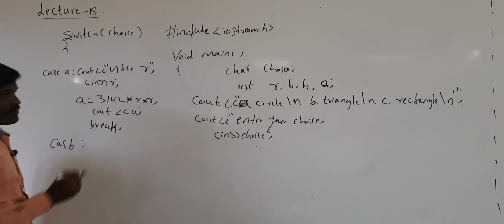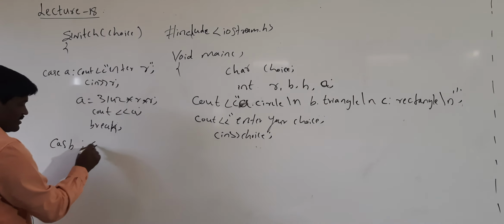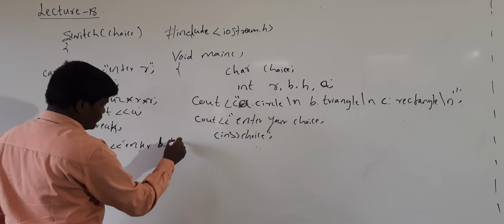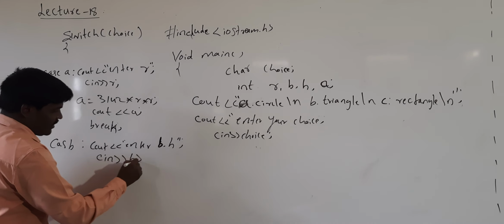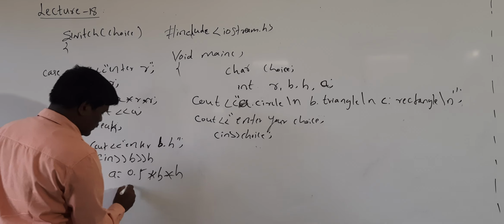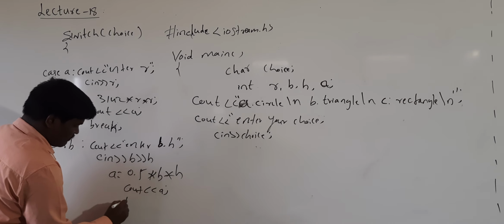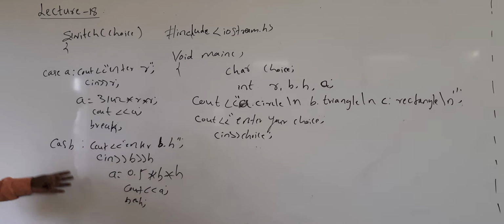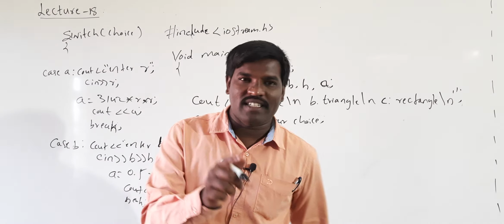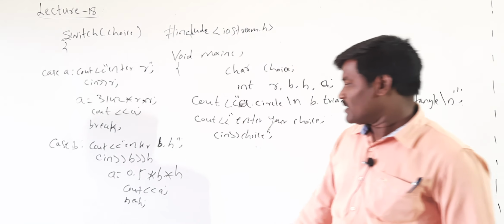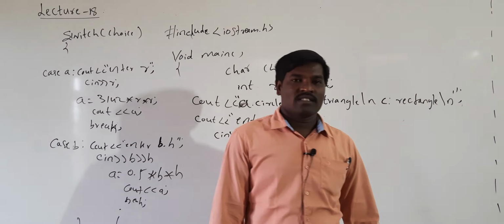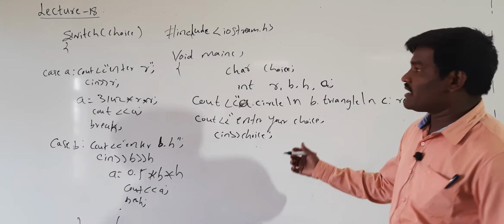Case B, triangle is there. So again cout enter B comma H, cin B and H. A is equal to 0.5 into B into H. Cout A, break. So next case C and default case you have to write. Okay, so after that, close the switch case as well as end the program. So this is the another example.